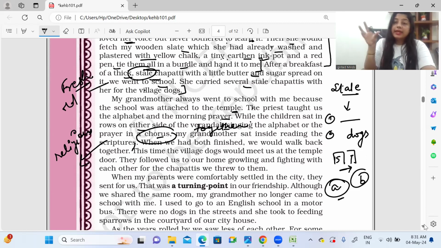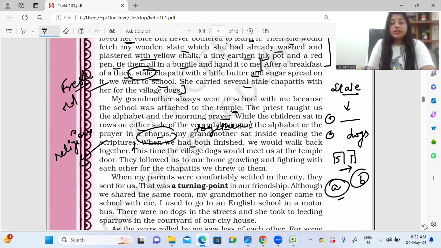When they are completely together, like if I say there are 26 letters in the alphabet. So those 26 are the alphabet, but A, B, C, D, these are letters. They are not alphabets. Okay. So they used to learn the alphabet, complete 26, and they used to recite the prayer also.